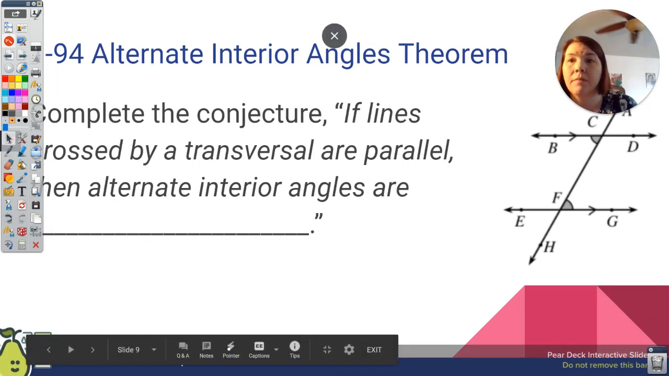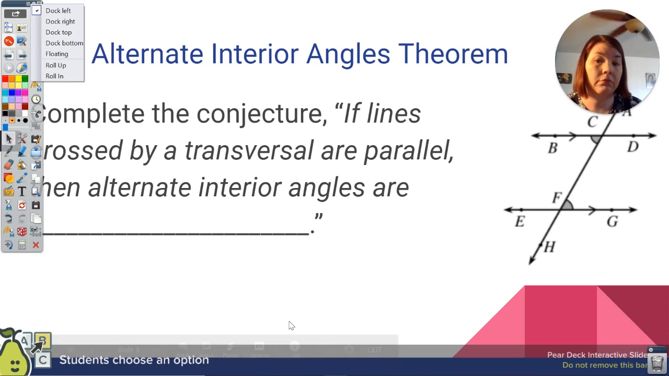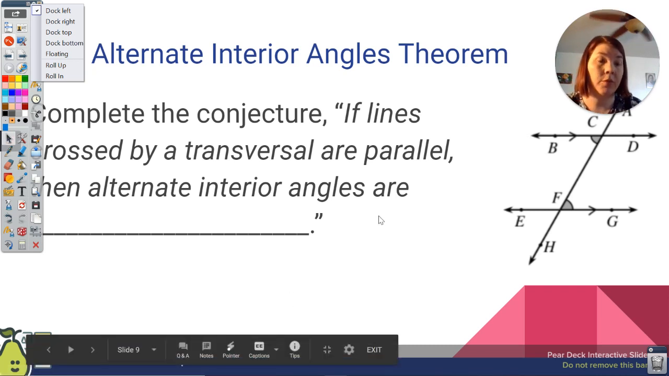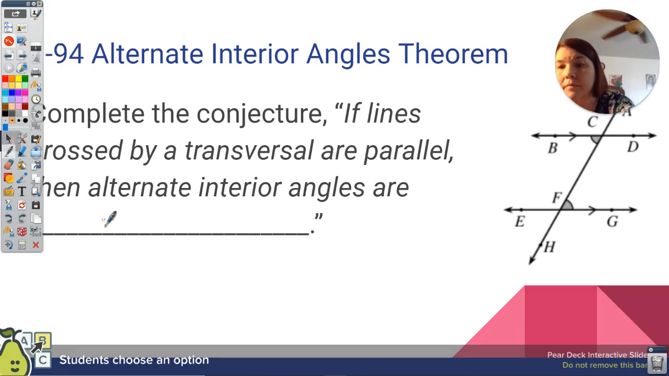Complete the conjecture. If lines crossed by a transversal are parallel, or in a simpler way, if parallel lines are crossed by a transversal, then the alternate interior angles are, again, this is multiple choice, we're choosing between congruent and supplementary. We just answered this question on the last slide. The word is congruent. All right, let's move on.